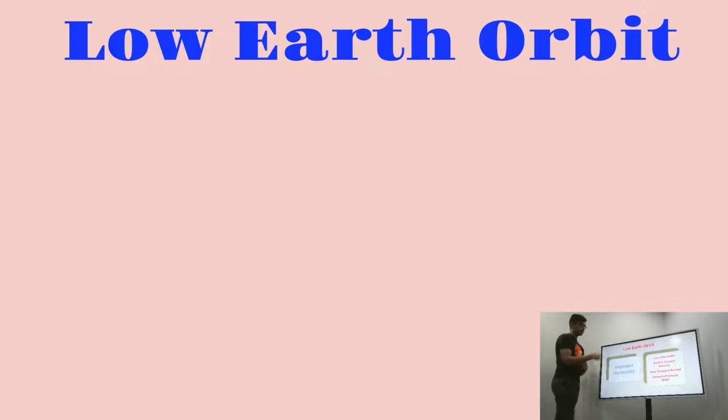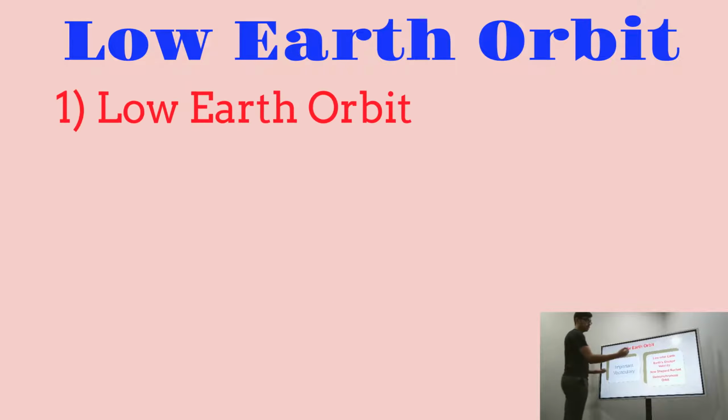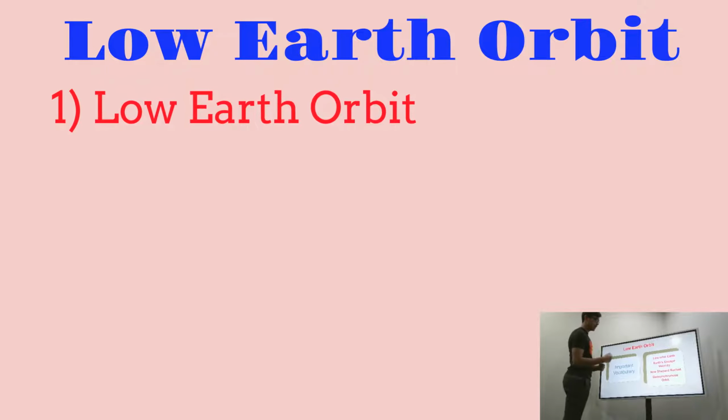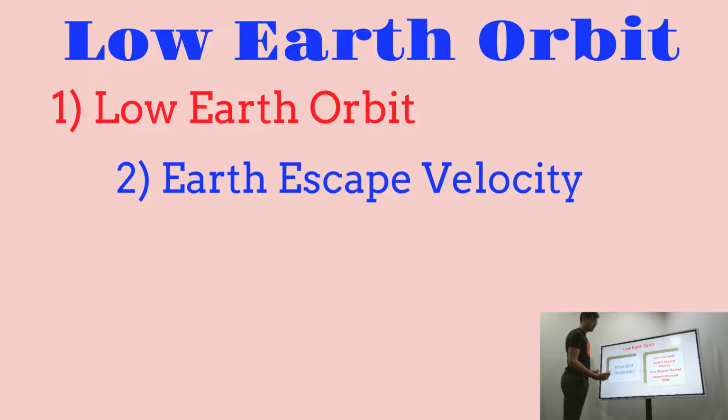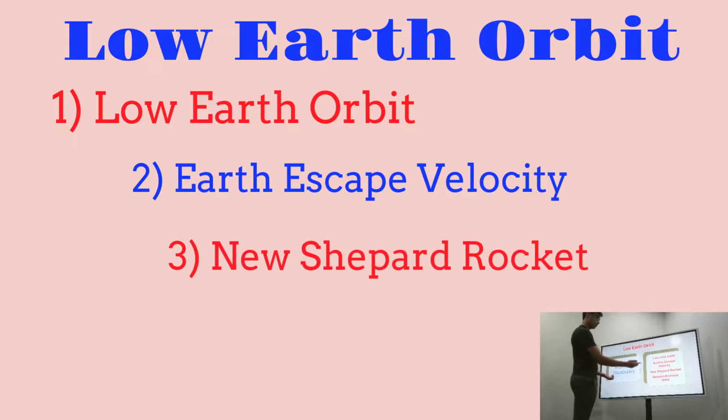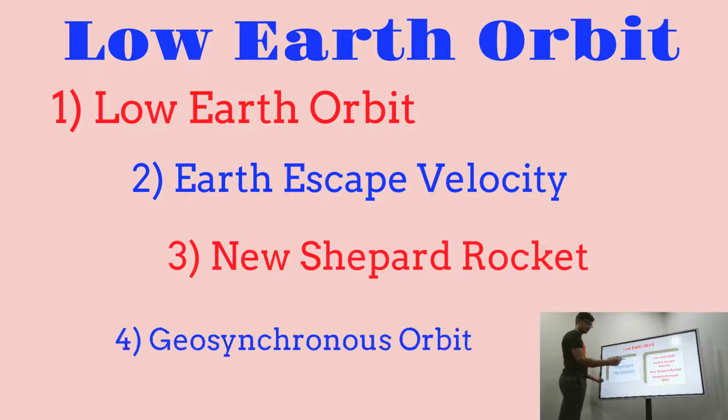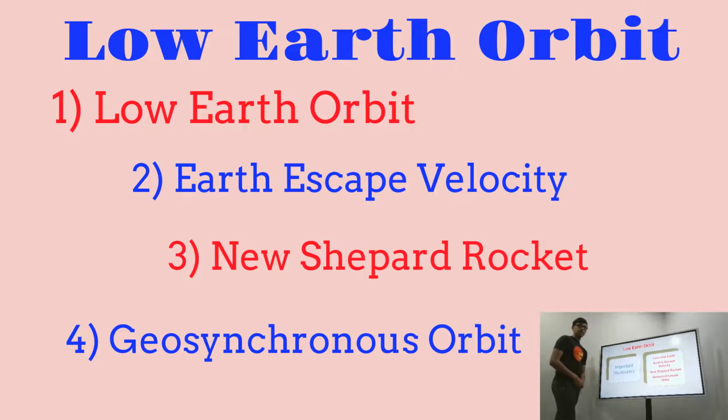Some of the things that we're going to be going over today are the low Earth orbit. Second is the Earth's escape velocity. The third is the New Shepard Rocket. And finally, fourth, we have the Geosynchronous Orbit. So these are just some important words that we're going to be covering throughout this video. And let's get started with our first slide, which is what is a low Earth orbit.